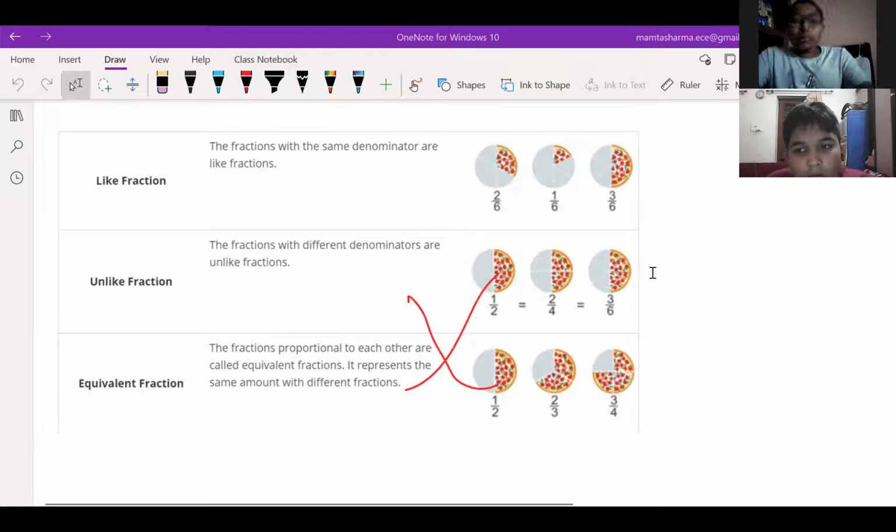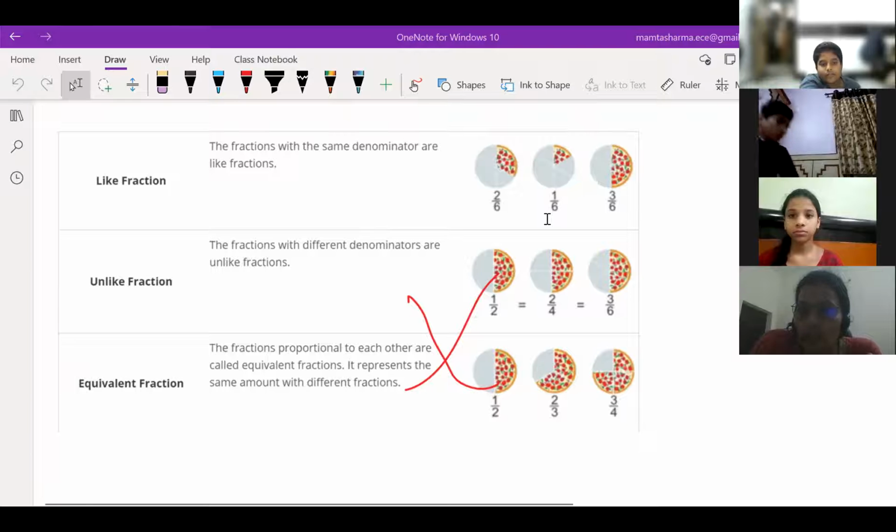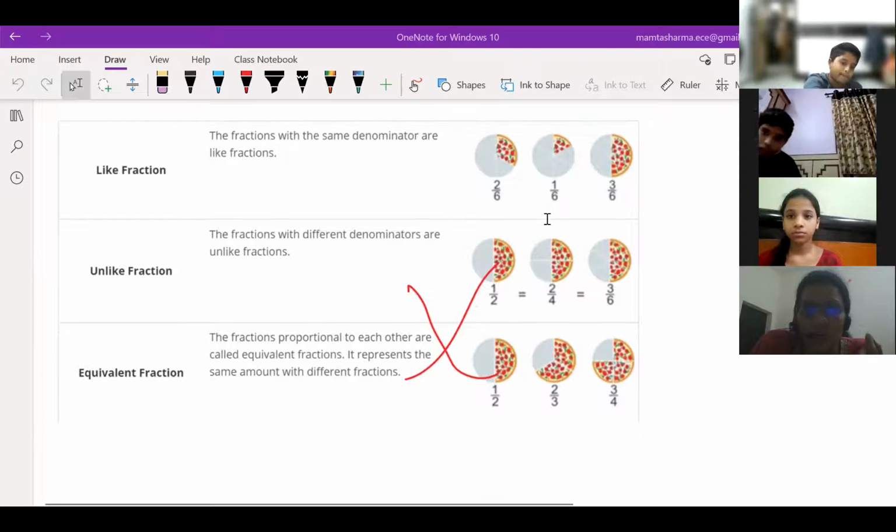Like fraction. Yeah, Ritvik, tell me. The fractions with the same denominator are called like fractions. So 2 by 6 and 1 by 6: they are not equal fractions, but the denominator is equal. So they are like fractions.